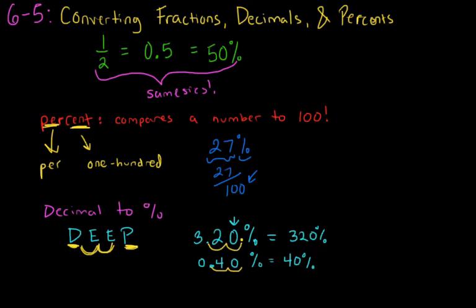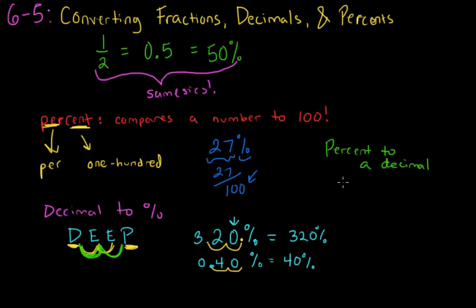Now, here's the interesting thing about the DEEP method. If you want to go the other way, it works just as well. So I can change a percent to a decimal just by moving 2 places in the opposite direction. So percent to a decimal. So let's do a few of these.